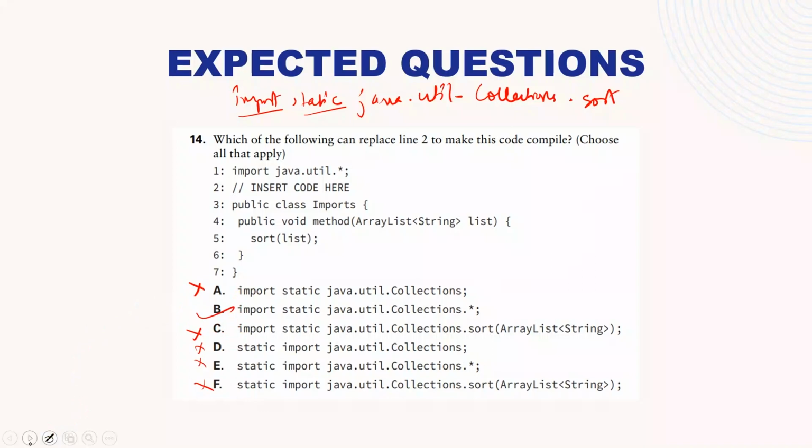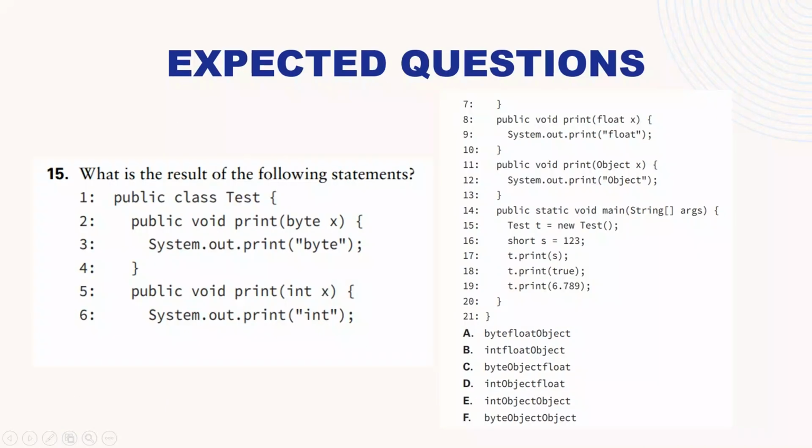Let's move on to the next question, question number 15, guys. And question number 15 says, what is the result of the following statements? So we have a class test over here, public class test, and then there's public void print taking a byte, and we are printing byte, and then there is void print taking an int, and we are printing int over here, and there is this print float and this object. So it's related to something like method overloading, and this is one of the very popular questions regarding method overloading. And then there is some stuff over here.